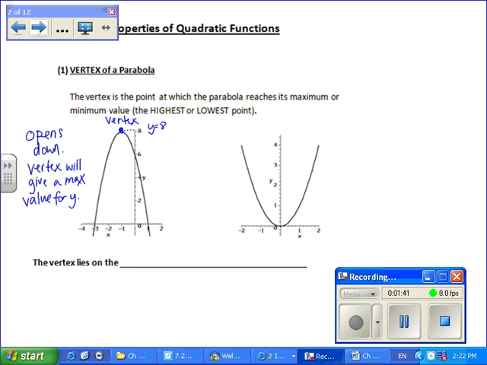If a parabola opens up, the vertex will be the lowest point on the parabola. There's my vertex. Looking at this parabola vertically, going up and down it with my eyes, I see that the very lowest point is right there at the bottom. In this case, it's at y equals 0, and that's going to be the lowest value for y that I can get for this parabola. So when it opens up, your vertex will give a minimum value for y.